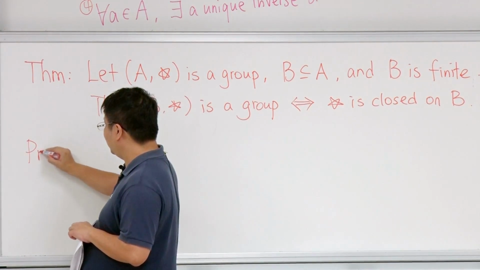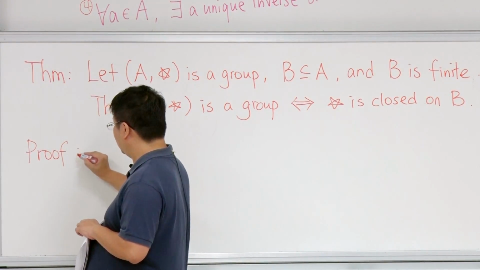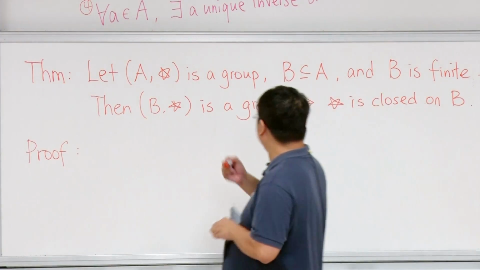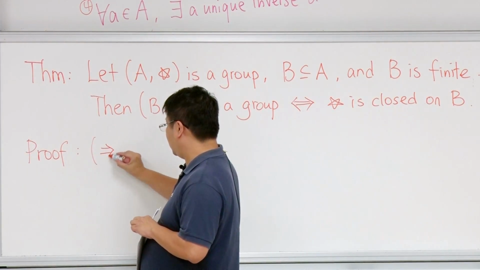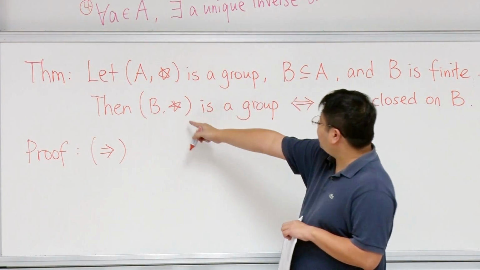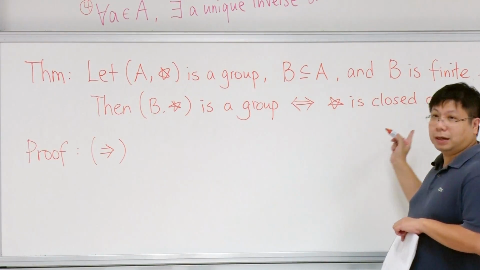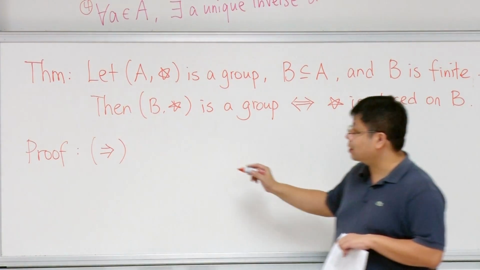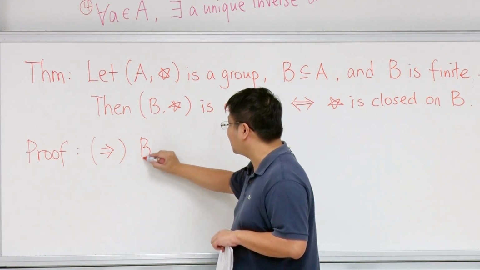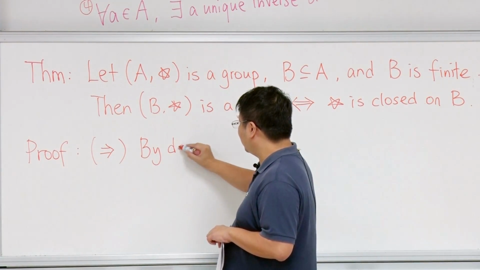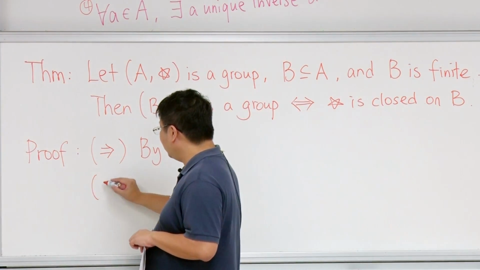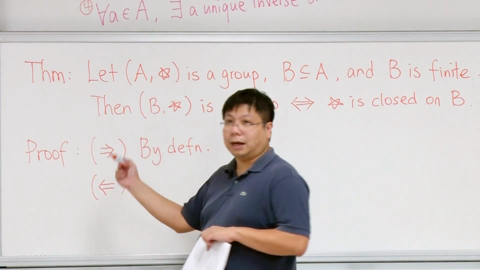So the proof. First of all, this direction. If we know that (B, star) is a group, then star must be a closed operation on B, right? That's the definition of a group. So this is by definition, nothing special. We don't need to prove anything. Now how about the other side, backward?